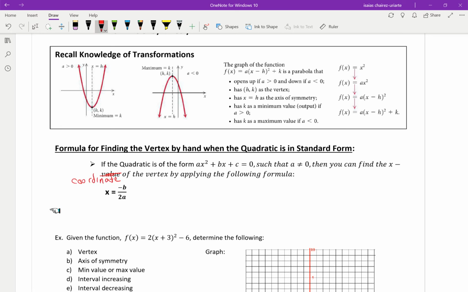So we can find the x coordinate of the vertex by using the coefficients, the numbers of my standard quadratic. It turns out that the x coordinate is negative b divided by 2a. And to find the y coordinate, you plug negative b over 2a into the original quadratic.